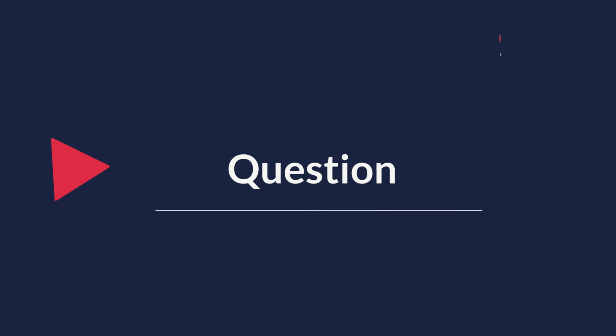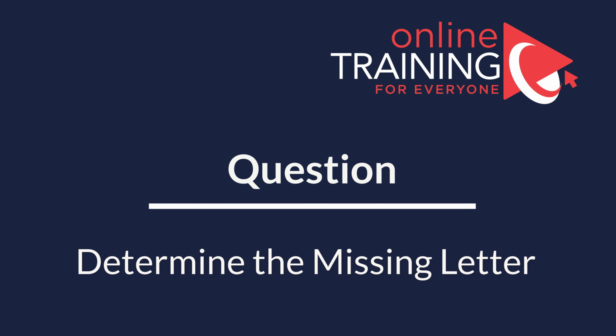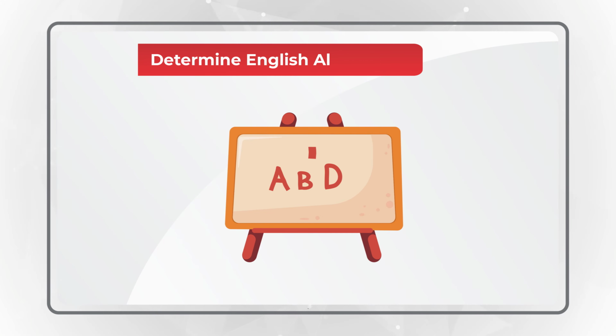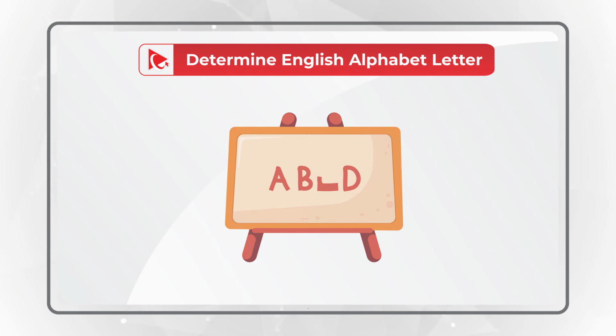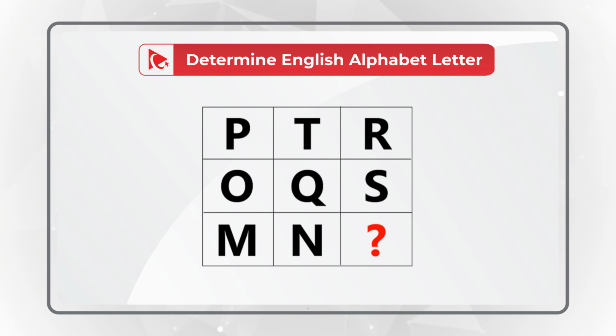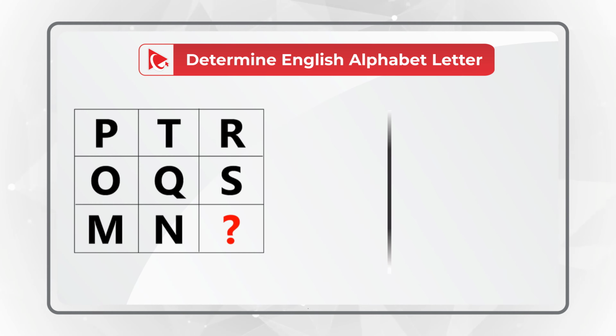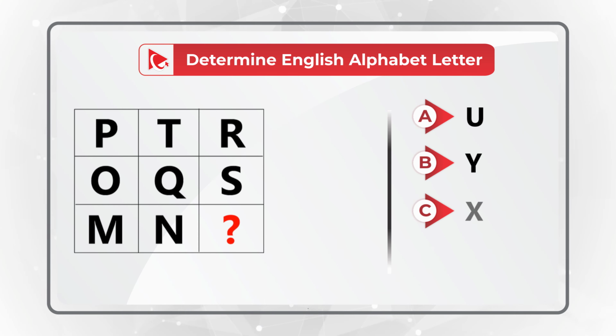Here's one of my favorite questions to test your verbal reasoning as well as your knowledge of English alphabet. You need to determine the missing letter of English alphabet to replace question mark. You're presented with 3x3 matrix, and this matrix has letters P, T, R, O, Q, S, M, N, and then the missing letter, which you need to select from one of 4 possible choices. Choice A, U. Choice B, letter Y. Choice C, letter X. And choice D, letter V.